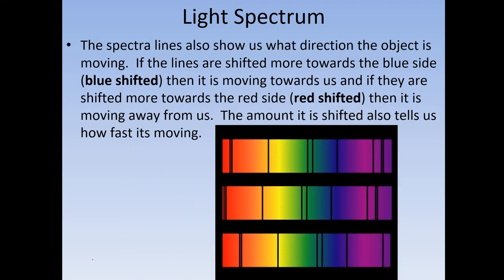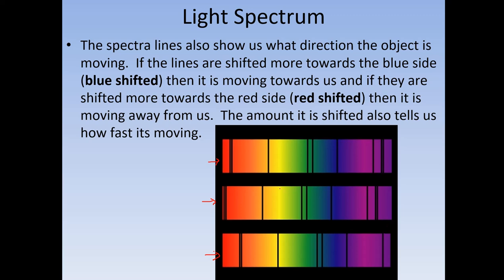So yeah, this is just an example. Here we have a normal line spectrum for some element. Maybe this is hydrogen. And then we could see this example where all these lines are shifted over to the left towards the red. So this is moving away from us. This is red shifted. Then the third one, all these lines are shifted over to the right. So these would be blue shifted and it would be moving towards us.